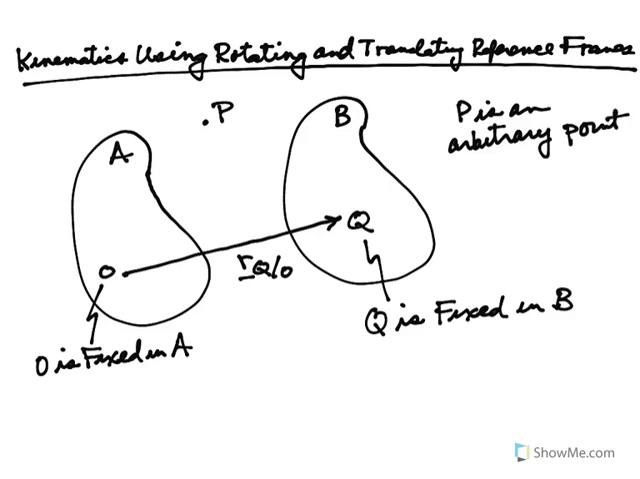Now, we're going to decompose the vector from O to P. So let's draw the vector from O to P. There's the vector from O to P. That's the position of P relative to O. We're going to decompose that into the vector from O to Q plus the vector from Q to P. So that's the position of P relative to Q.